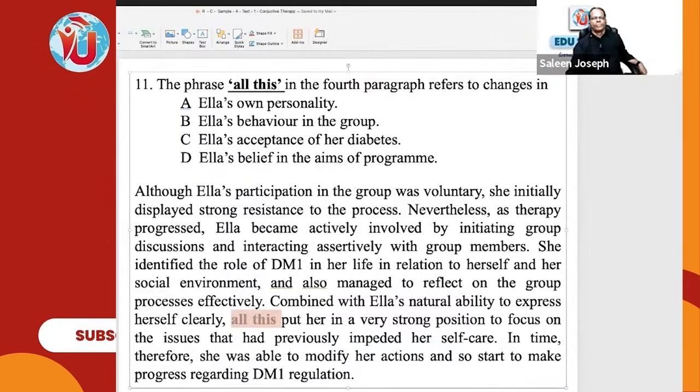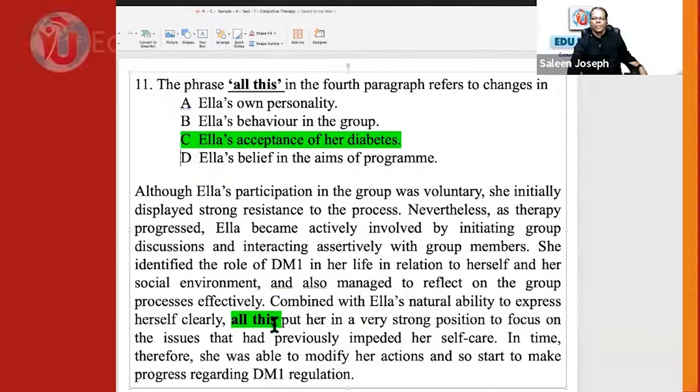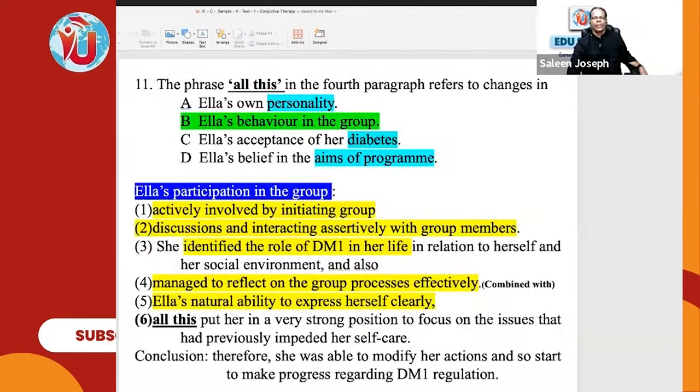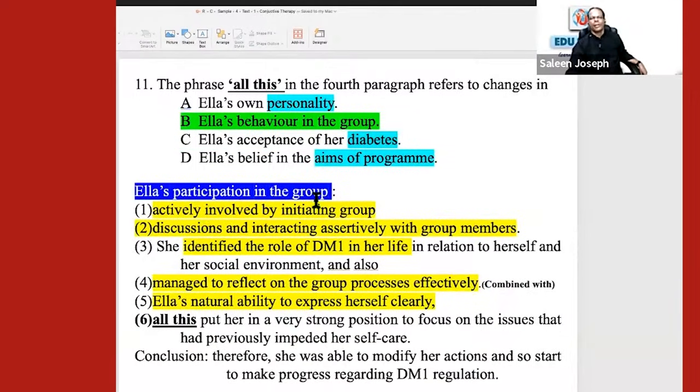Ella's acceptance of her diabetes. Even from all the previous reading, it is understood. All this means whatever was said above, combined with Ella's natural ability. Cool. Lexical questions are very easy. See, all this means what? Ella's participation in the group.